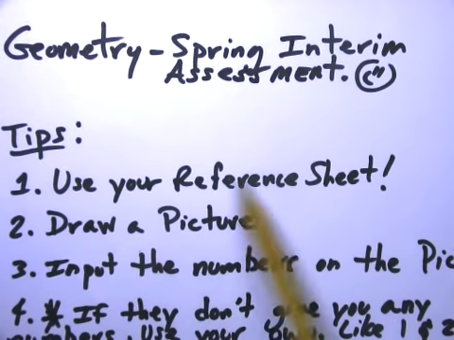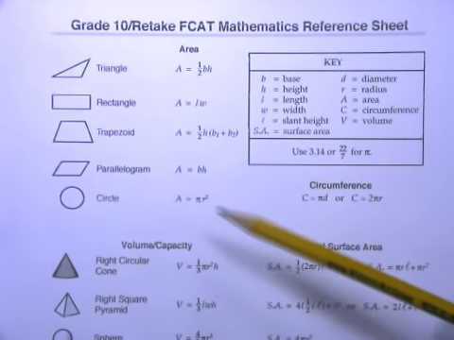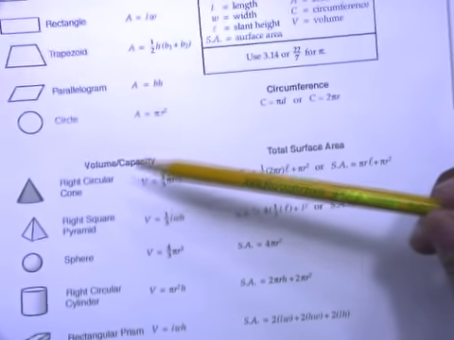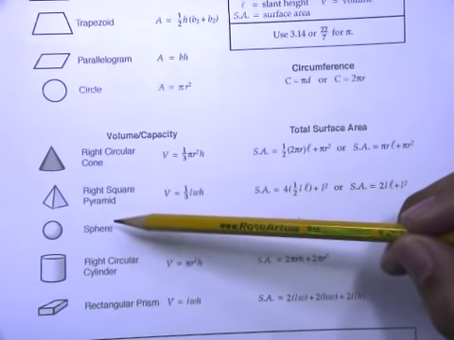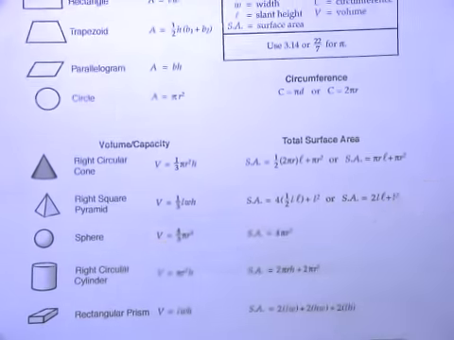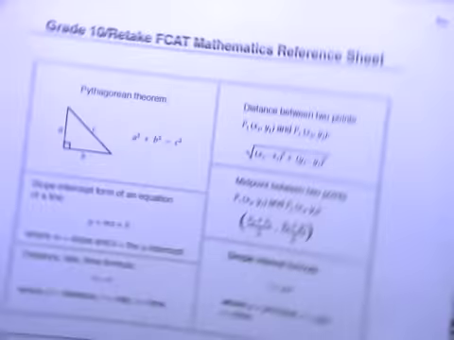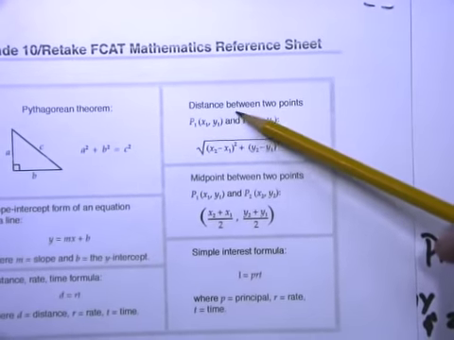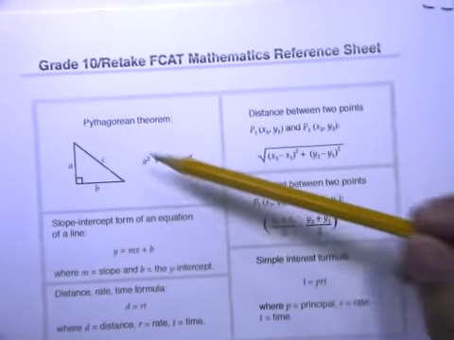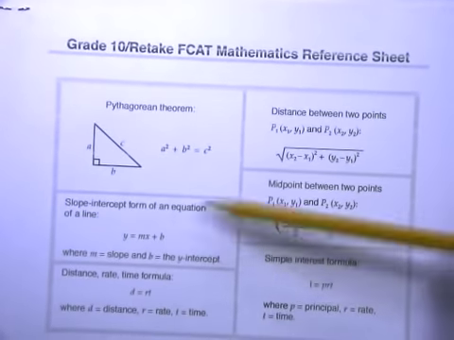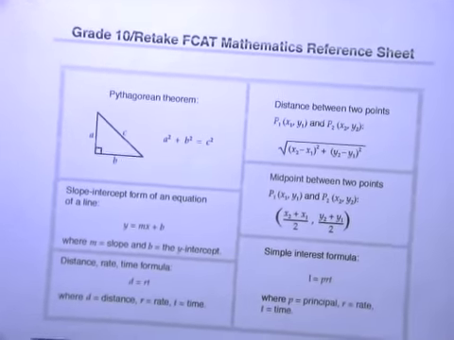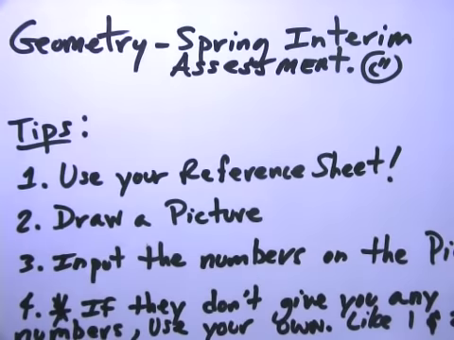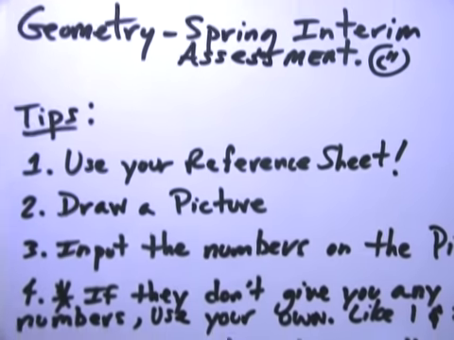Tip number one, use your reference sheet. If you look at your reference sheet, guys, you have all of the formulas that you need, whether it's the area of a polygon or the volume, which V stands for volume, or the surface area of a polyhedron or three-dimensional prism. And if you look on the other side of your reference sheet, you have formulas such as the distance formula, the midpoint formula, Pythagorean theorem, slope-intercept form, which probably doesn't apply to a lot of questions, but you have everything you need on your reference sheet. So tip number one, make sure you use your reference sheet.